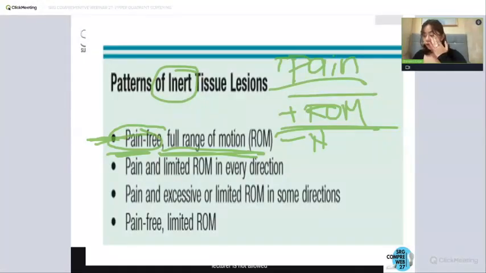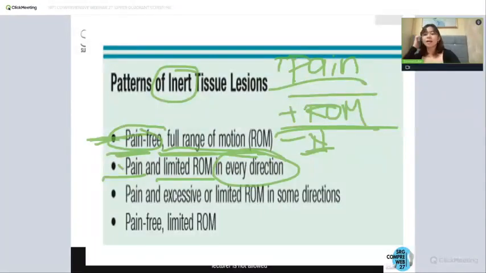Now let's go to the second one. If there is pain, okay, and limited ROM, the most important thing here, every direction. So there is ROM every direction po. Pain and limited ROM in every direction. So this is a very, very classic example of pattern of lesion for your capsule. Okay, so this is for your capsule. So there is pain and limited ROM again in every direction. That is for your capsule.